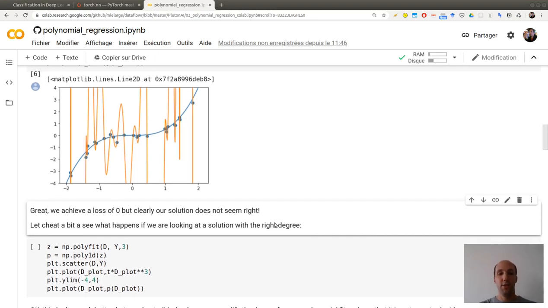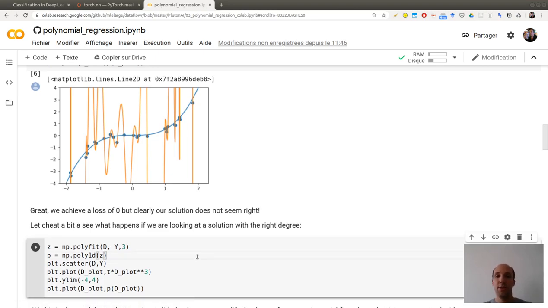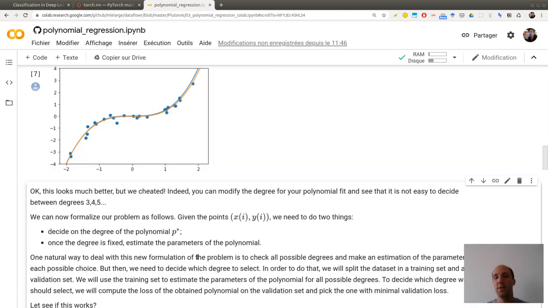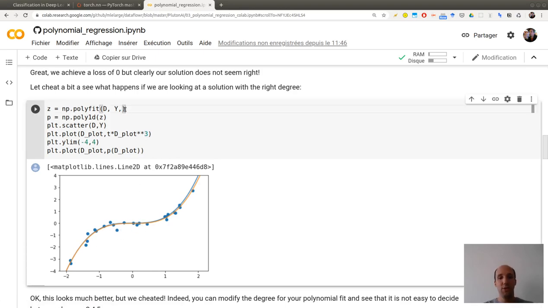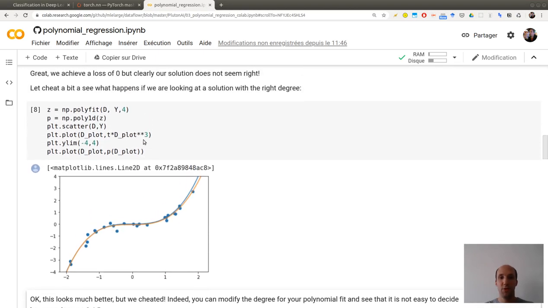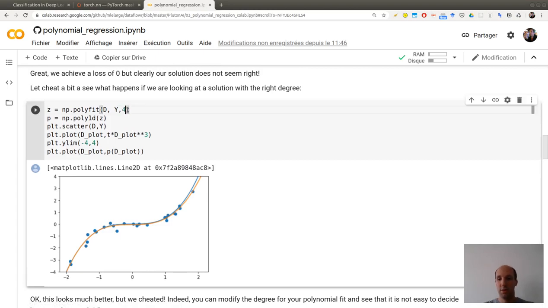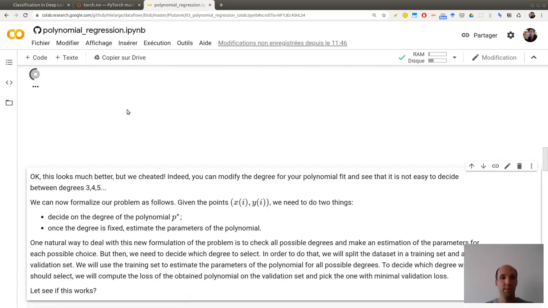So, okay, the first thing you can do is cheat a little bit and do as what we did before in linear regression. Namely, we are looking only at polynomials of degree 3. And you see that now the orange curve is a much better fit to your points, even so it doesn't pass through all your data points. Now you can modify the degree. So if I'm taking degree 4, I'm doing something like this. Degree 5, something like this.